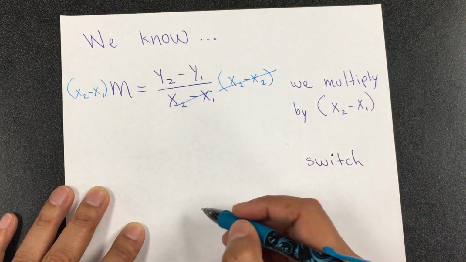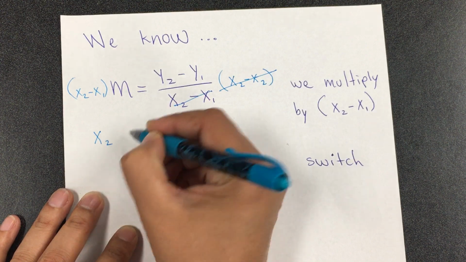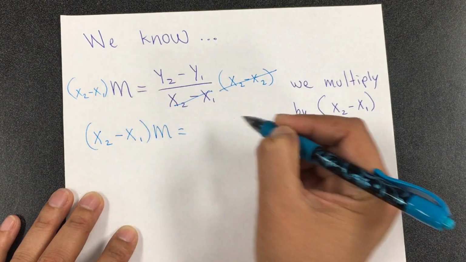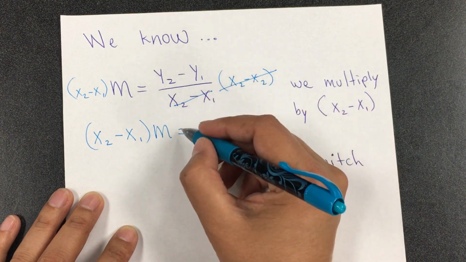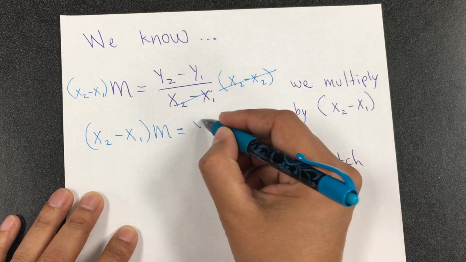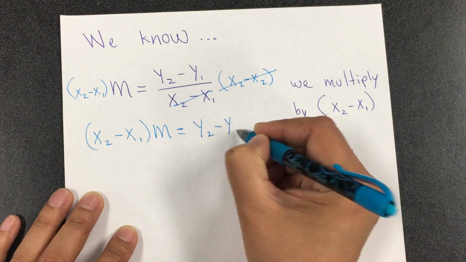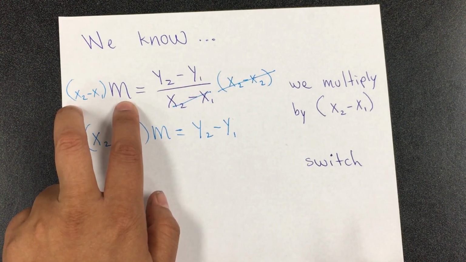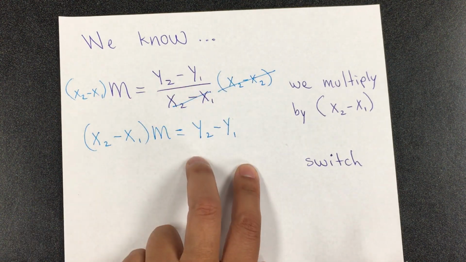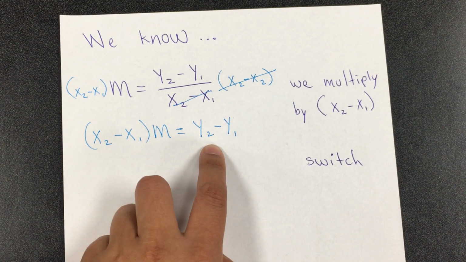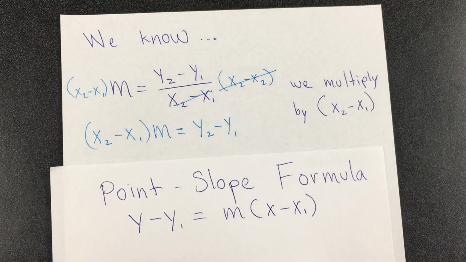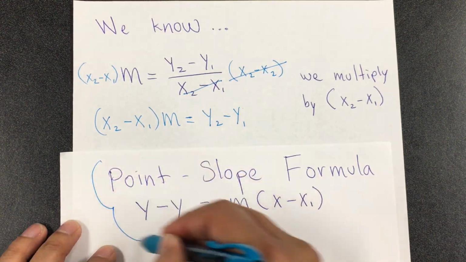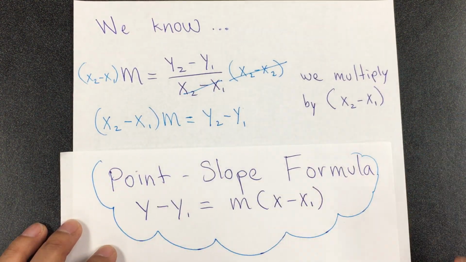And this cancels. And I end up with x2 minus x1 times m, which is the slope, equals y2 minus y1. So that's just by multiplying. Again, this was the slope and we multiplied to cancel this, and this is what we end up with. Now look at this and look at the point slope formula, which is the one that we're going to be using. This is what we need to remember.